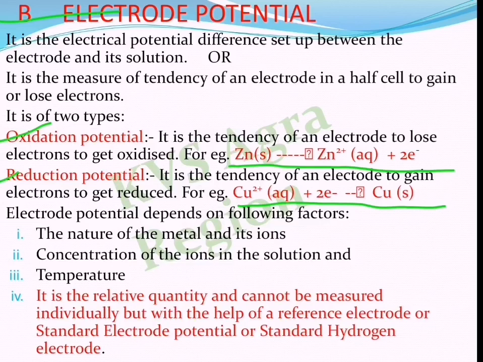Okay, the third is temperature. So these are the three factors on which electrode potential depends. Now it is a relative quantity. It is a relative quantity and cannot be measured individually. Okay, it is a relative quantity. It is not an absolute quantity.